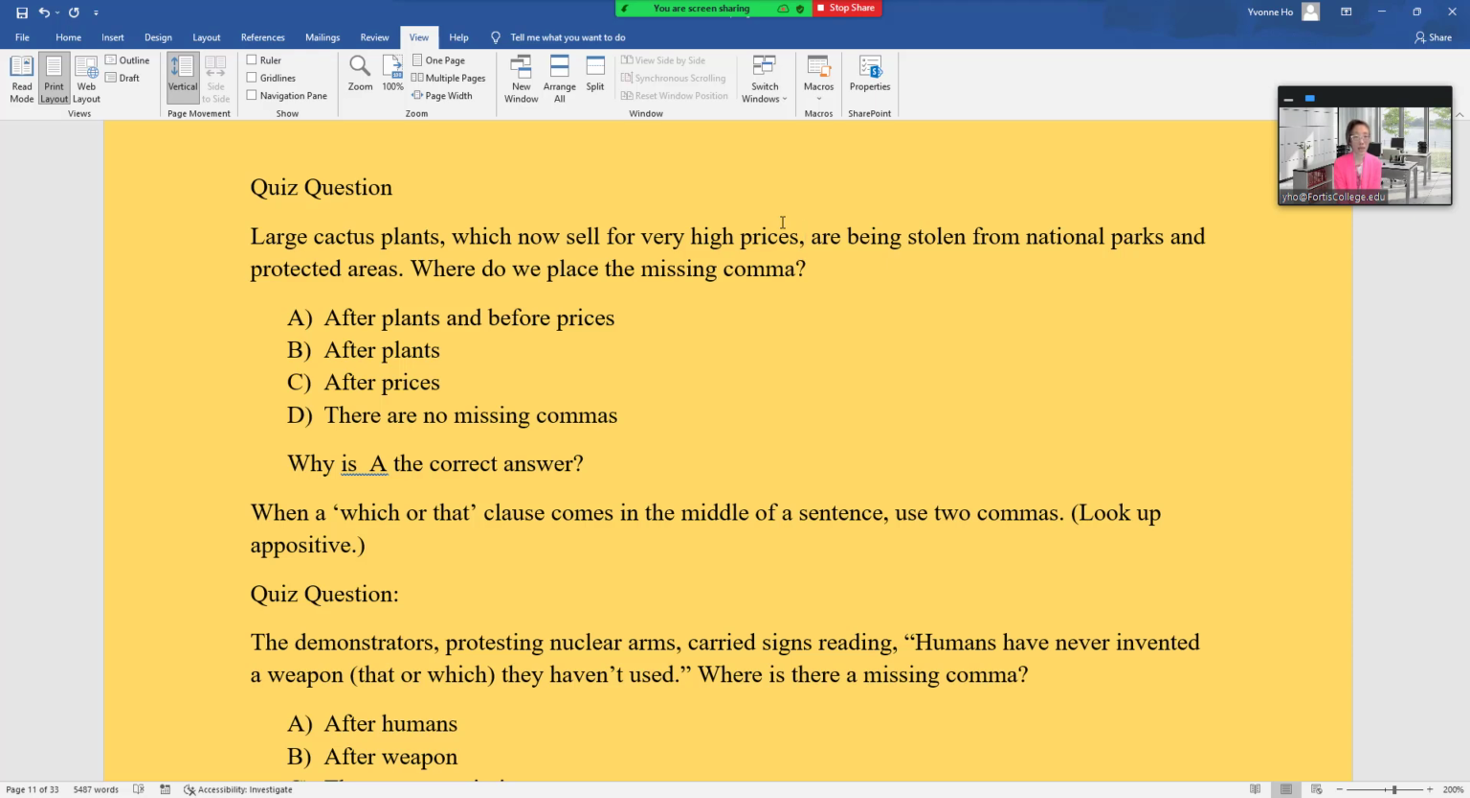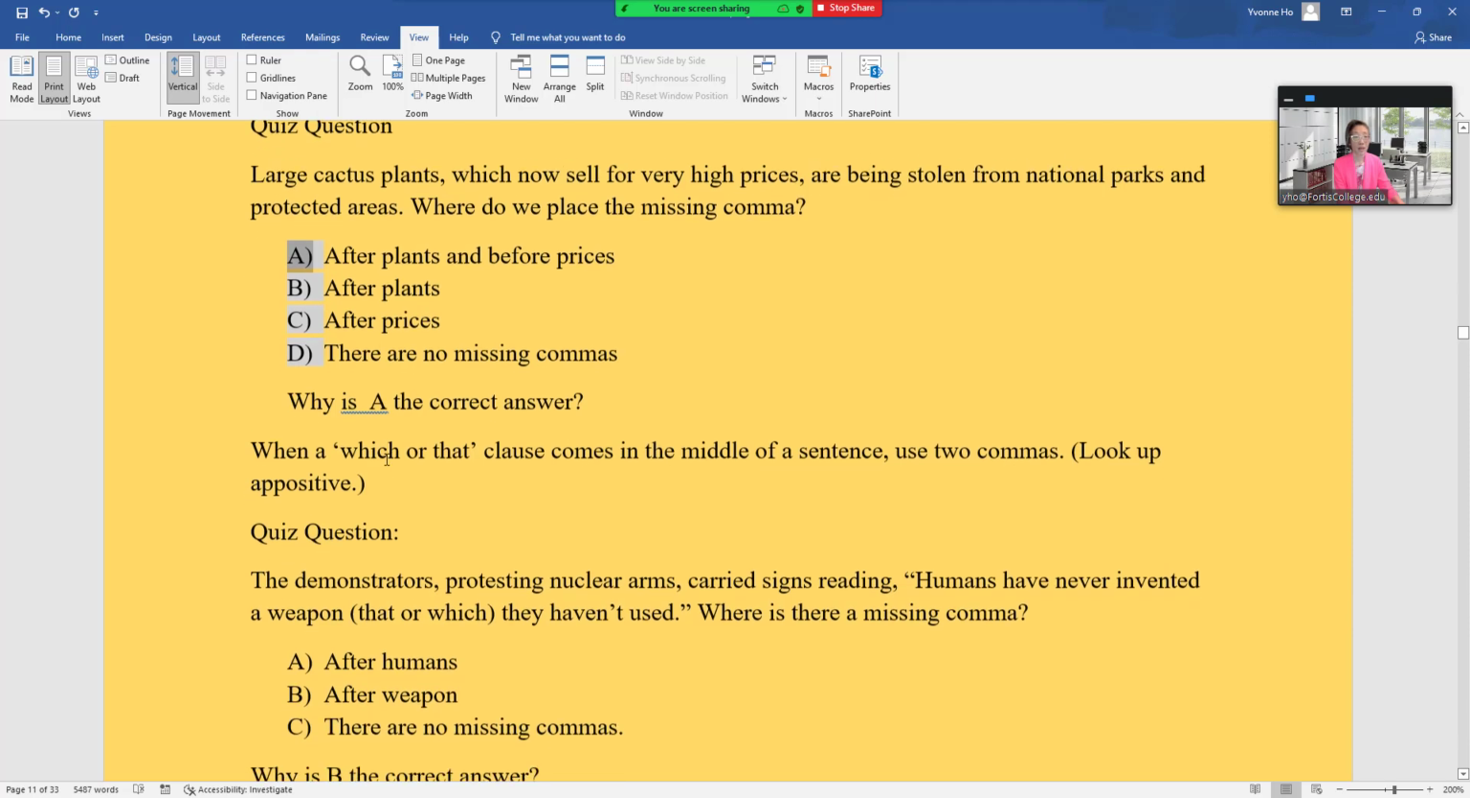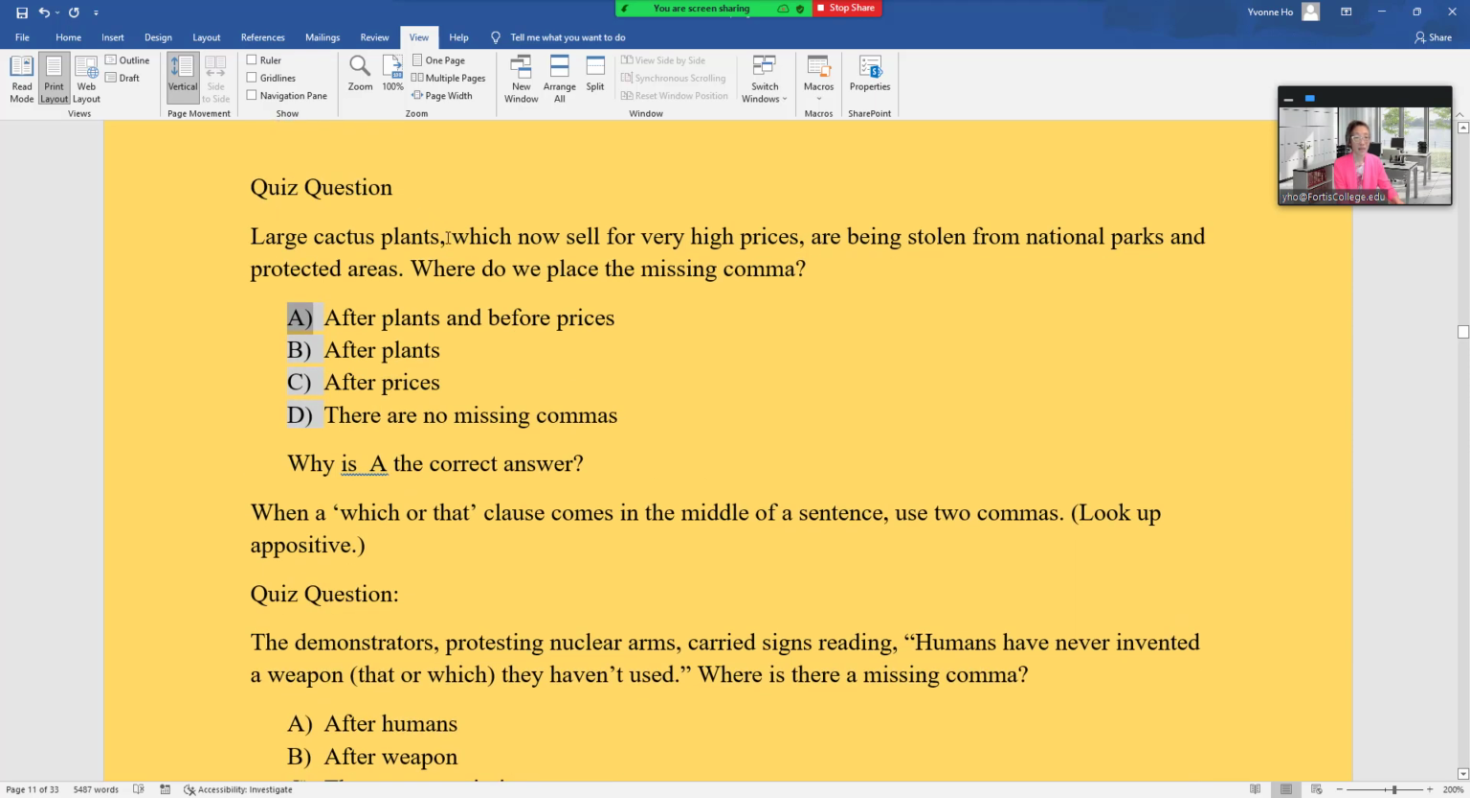So after you put in the commas, where are they located? After the word plants and before the word prices. So that means the answer is A, after plants and before prices. So here, A is the correct answer. So let me take this out so that future students can use the same lecture notes.